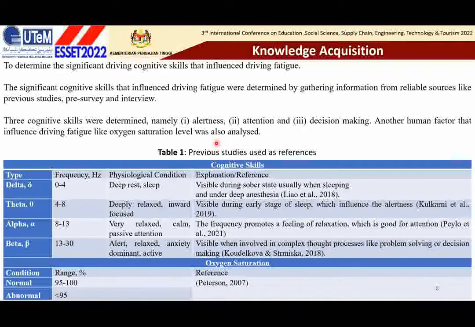The significant cognitive skills that influence driving fatigue were determined by gathering information from reliable sources like previous studies, pre-survey, and interview. Three cognitive skills were determined, namely alertness, attention, and decision making. And another human factor that influences driving fatigue, which is oxygen saturation level. Table 1 shows the previous studies that I used as references.